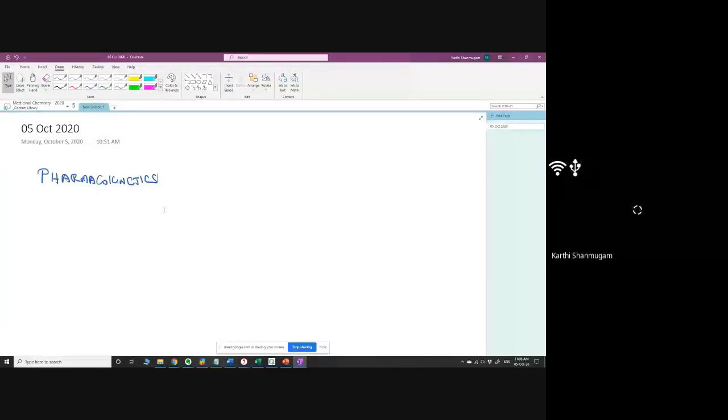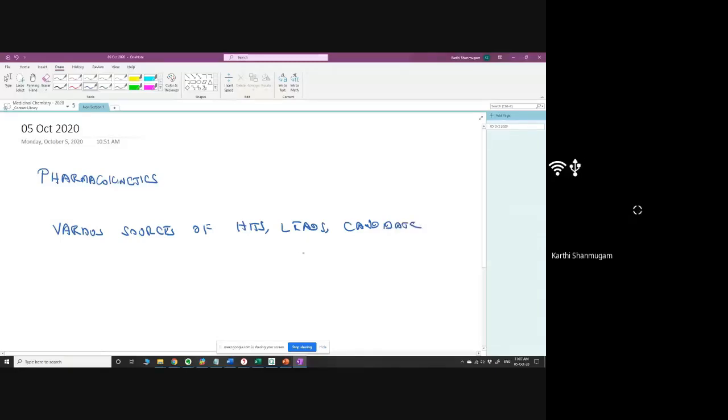The revision of the previous lecture: we discussed the various sources of hit molecules, leads, and candidate drugs. I hope you know the difference between a hit molecule, a lead molecule, and a candidate drug. We have three important sources. The first source is natural, the second is synthetic, and the third is de novo.